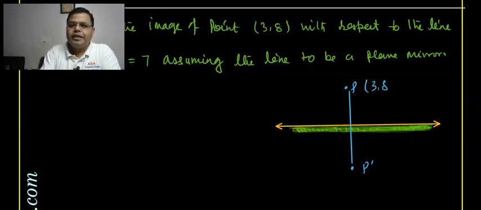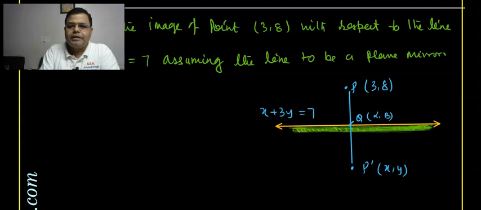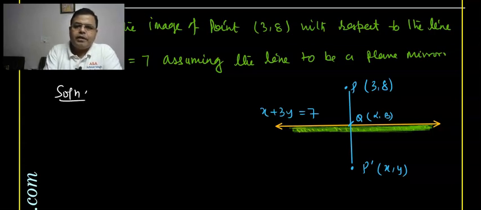If this point is (3, 8), we don't know what the image will be, so say x and y is the image, P dash. This is the point which is called the foot of perpendicular, so it is said to be Q, and that can be considered as alpha and beta. So alpha and beta is the midpoint of P and P dash. The equation of the line is given here, x plus 3y is equal to 7, and this is the mirror. So in the solution, the mirror is x plus 3y is equal to 7.